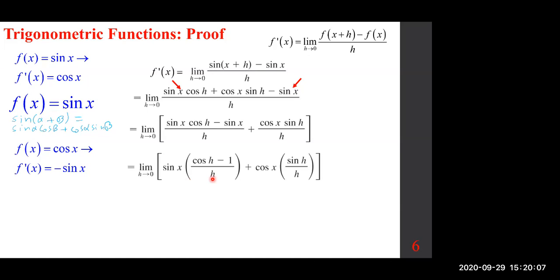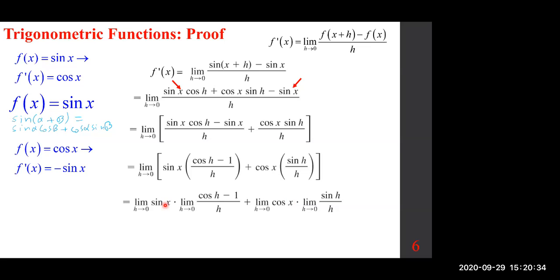Why are we doing this? Well, recall, by limit laws, we can cut them into two pieces. We separate the sine and we separate the parentheses. We separate the cosine and we separate the parentheses. Now, let's see what happens here.